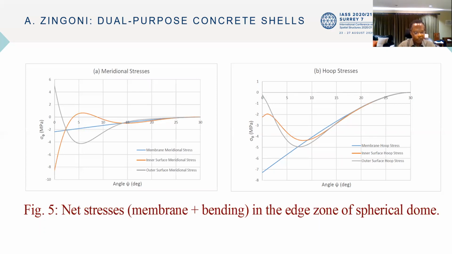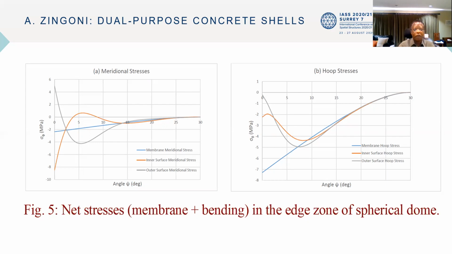The thicker the shell at the base, the greater is the reduction in bending stresses at the support, but the wider will be the zone experiencing significant bending effects. Now, let us turn our attention to buckling behavior.